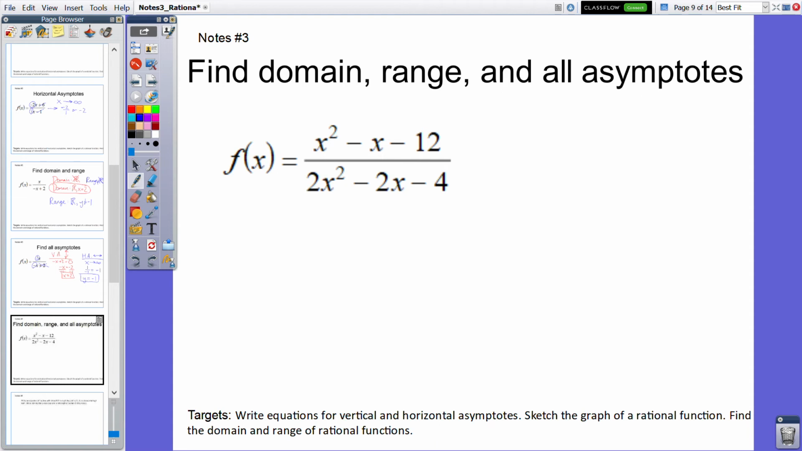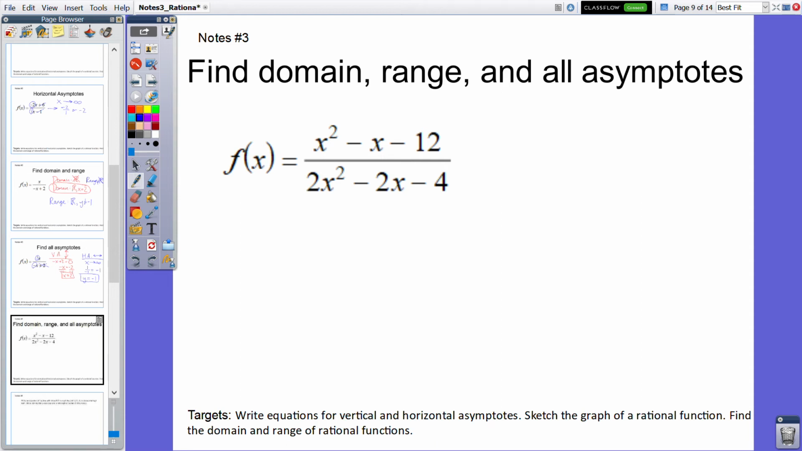We're going to find all of our asymptotes first, and then we're going to go ahead and find our domain and range from there. Okay, because we can always assume until we prove otherwise that our domain and range are all real numbers, and once we find our asymptotes, we can then amend our domain and range. We have to be able to prove otherwise though.